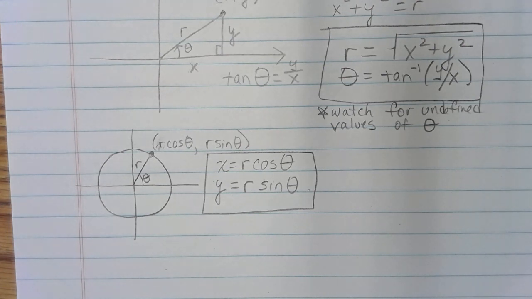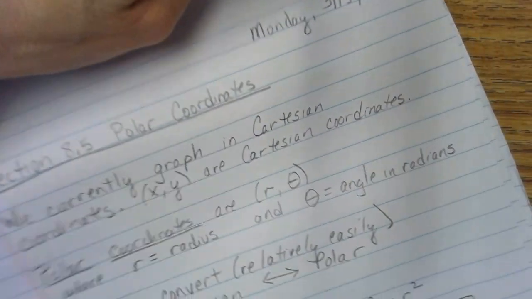So I want to do one of each. I want to go from polar to Cartesian and Cartesian to polar. So I'm going to scoot this. Actually, I'm going to flip the page. No, I'm going to do this. Sorry, I hope I didn't just make you guys nauseous.